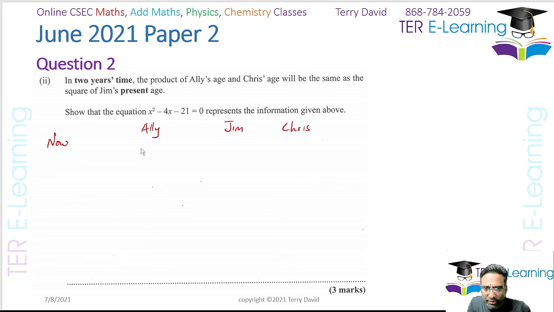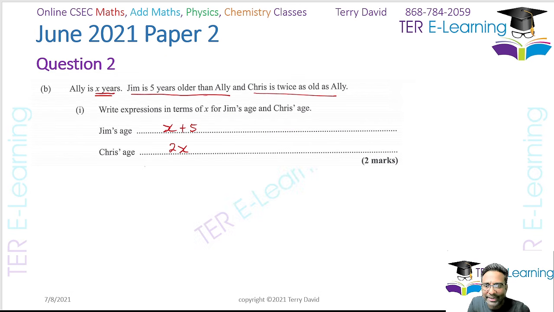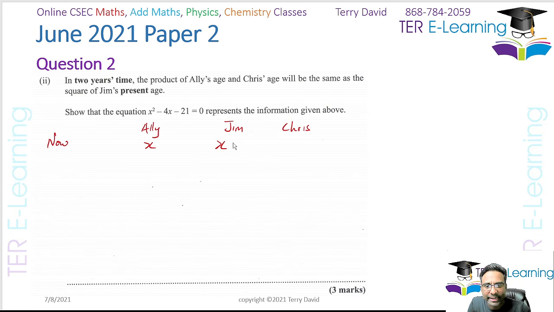Now, currently, Ali is X, right? Jim is X plus 5. And Chris is 2X. That's what we worked out in the first part.